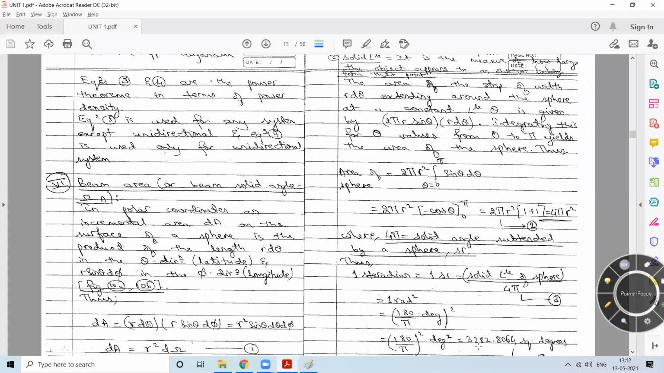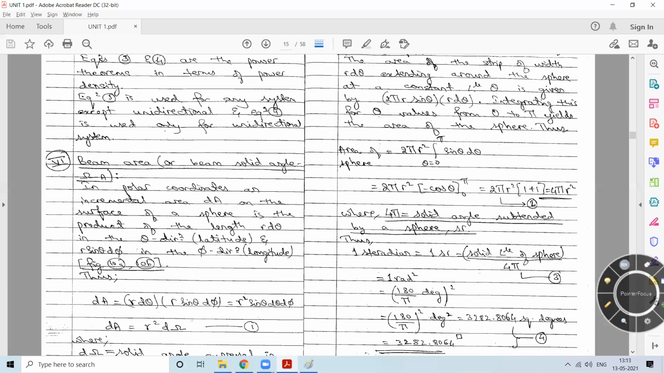So 1 steradian, how are you getting 3282? Again, remember 1 steradian is actually equal to 1 radian square. But what is 1 radian equal to? It is 180 divided by pi degrees. So this is in terms of degrees. When you take the square value, you will be getting 3282.81 degree square. So this is the value of 1 steradian in terms of degrees. Here 1 steradian is equal to 1 radian square, which is equal to 3282.81 square degrees.